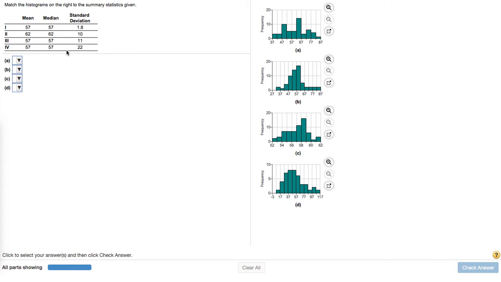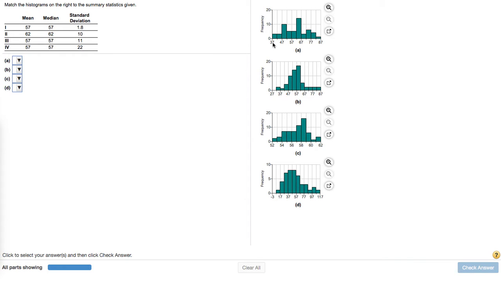I'll start by using this. The standard deviation tells you the spread of your data. The greater the number, the greater the spread. So if I examine these 4 graphs, I notice that at the bottom, it tells you where the data start and stop. If we look at this standard deviation of 22, it's the largest one. This should be associated with the graph that has the greatest spread.